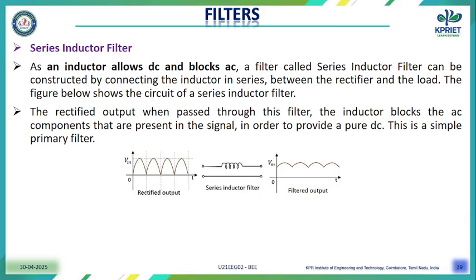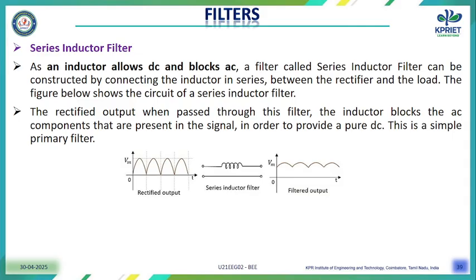Series inductor filter. In this diagram, you can see the rectified output voltage given to the input of the series inductor filter, and how we get that pure form of DC output voltage. Let us discuss. As the inductor allows DC and blocks AC, as we saw in the previous slide, a filter called the series inductor filter can be constructed by connecting the inductor in series between the rectifier and the load.